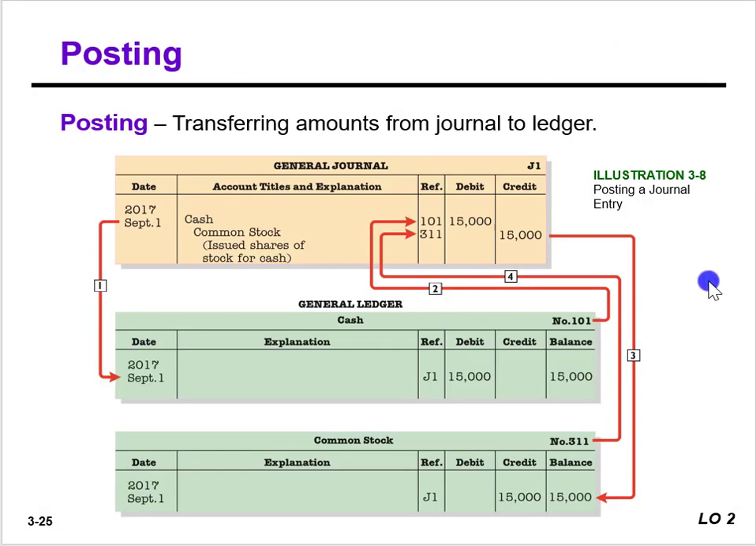And so now you're transferring the amounts from the journal to the ledger. From that journal, you're going to transfer to the individual accounts. So your entry here for $15,000 for cash is going to move to the cash account in the general ledger, and to your common stock account in the general ledger. That's the posting step after your journalizing. So, transferring amounts from the journal to the ledger.